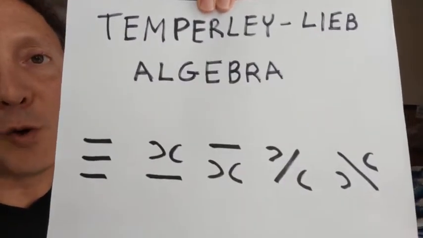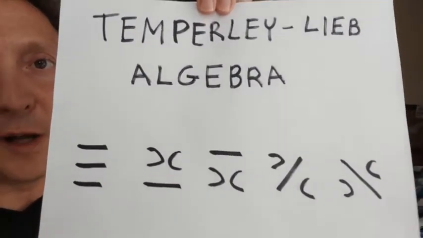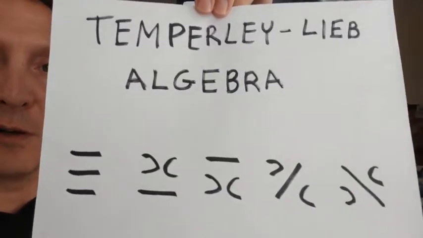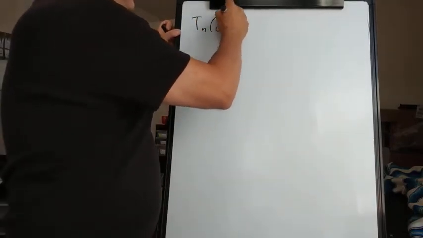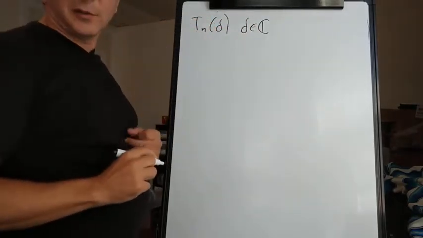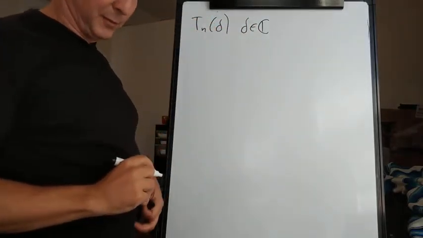I want to motivate this course on total non-negativity and the Hecke algebra by starting with another algebra called the Temperley-Lieb algebra. I'll write it Tn of delta. Delta is a complex number.